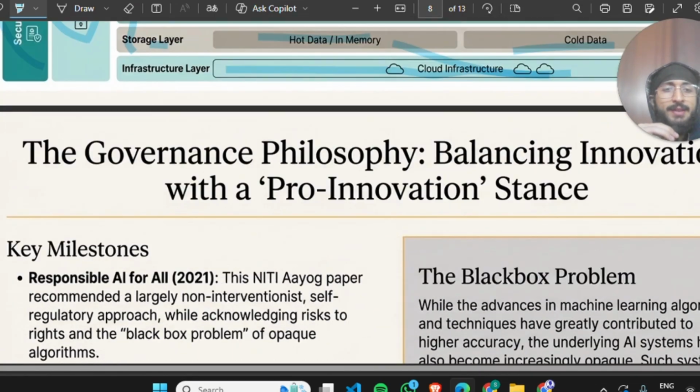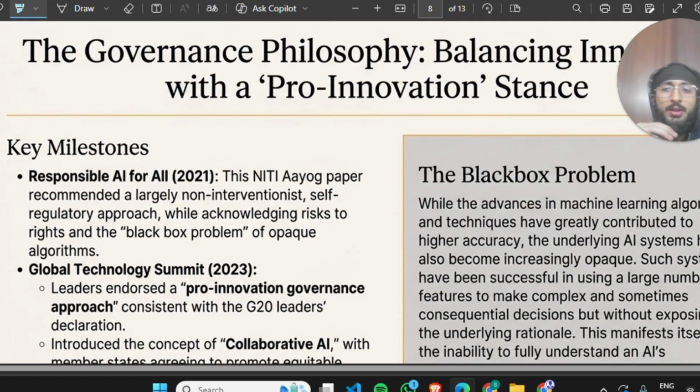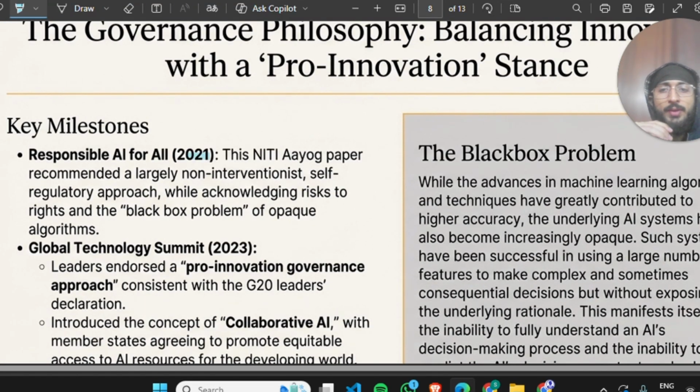Now, the governance philosophy balancing innovation with a pro innovation stance. So, key milestones, responsible AI for all, 2021. This Niti Aayog paper recommended a largely non interventionist, self regulatory approach while acknowledging risks to rights and the black box problem of opaque algorithms. So, what is the black box problem?